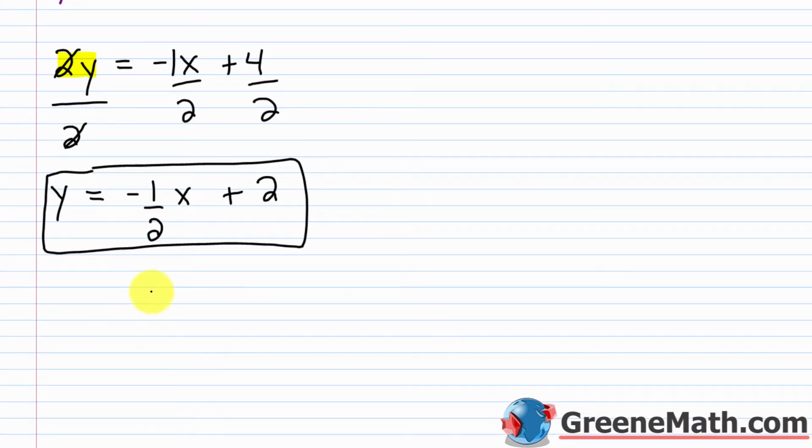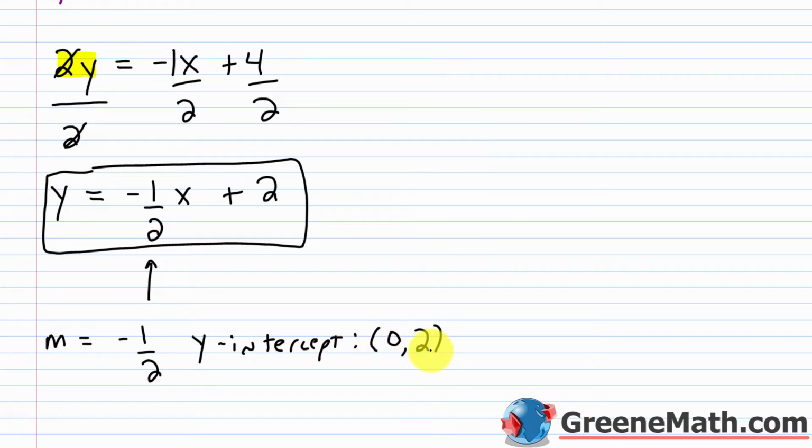So what we can tell is that our slope, which we denote as m, is going to be -1/2. And our y-intercept occurs at the point (0, 2). Okay, let's erase everything and go back up to the top. I'm just going to keep this information right here.